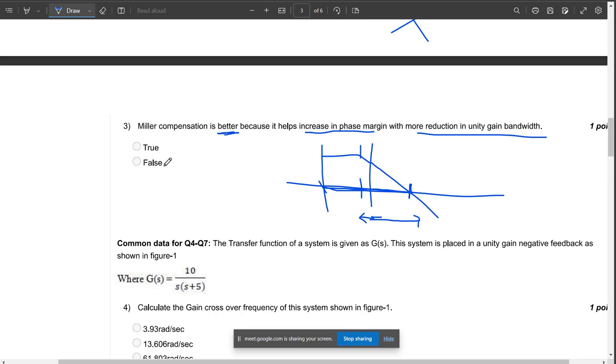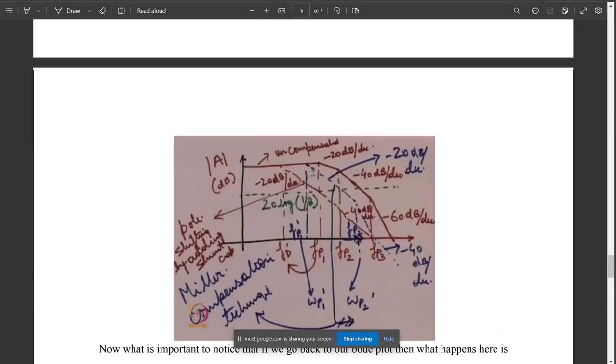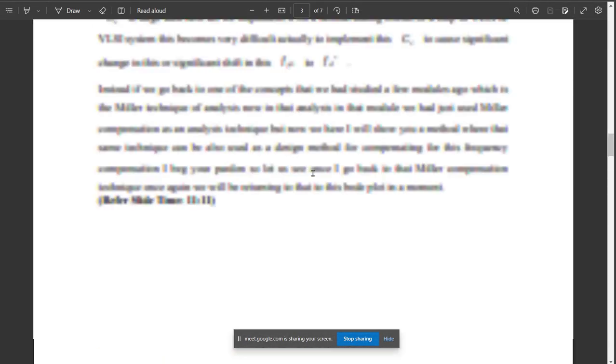Okay, very good. What is your name? Ma'am, Subham Guri. Okay, Subham. So that's a very good understanding of Miller compensation, and good, Subham. So let's go and understand what Miller compensation is for other students.